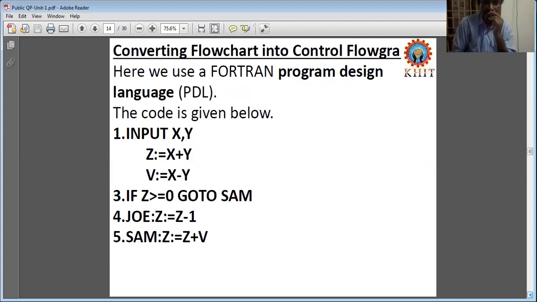Converting a flow graph into a flowchart, or converting a flowchart into a control flow graph. Here we use the Fortran-style program design language, PDL.